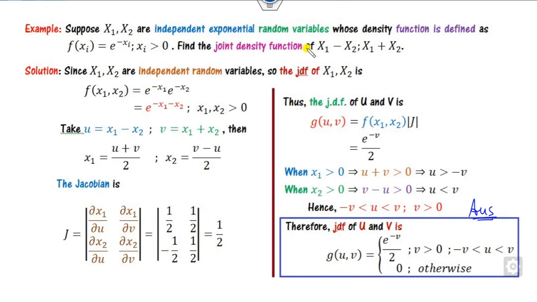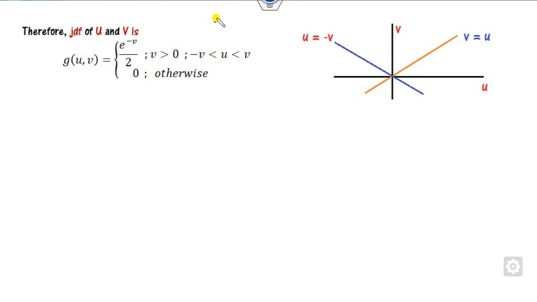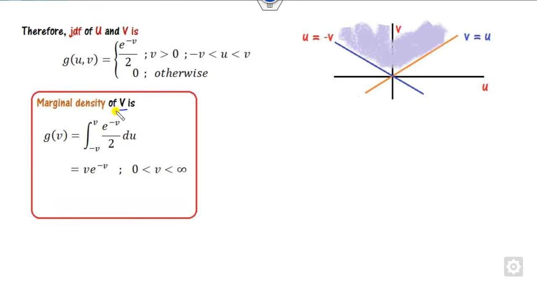Since nothing was asked about the marginal, but if they ask how to find the marginal of x1 minus x2 or x1 plus x2, then you can do this, optionally. This is not asked in the question, but you can do it this way. What is the common portion? This is the portion. Now you can find the marginal density function of v. First, the marginal of u. You can take the limits on the horizontal axis, from minus v to plus v.